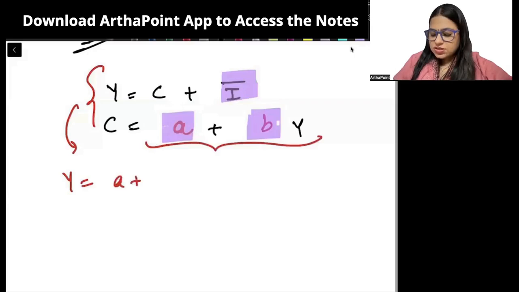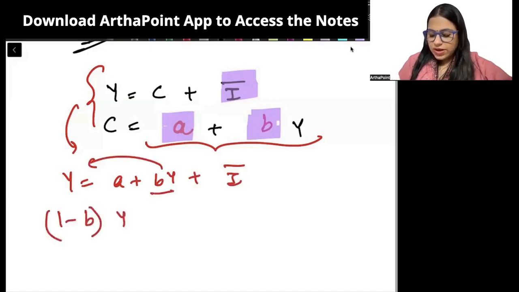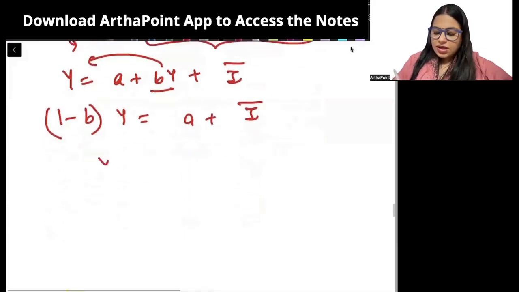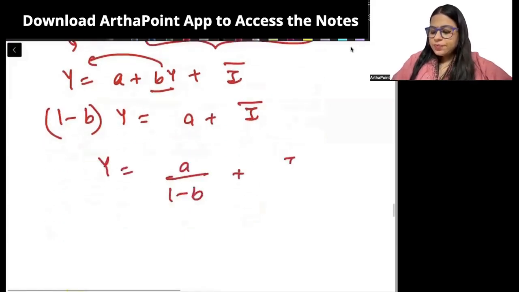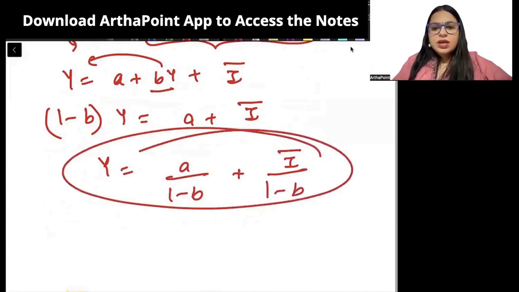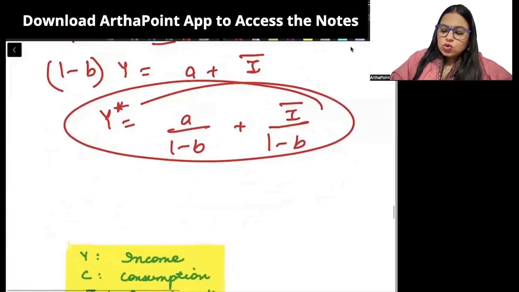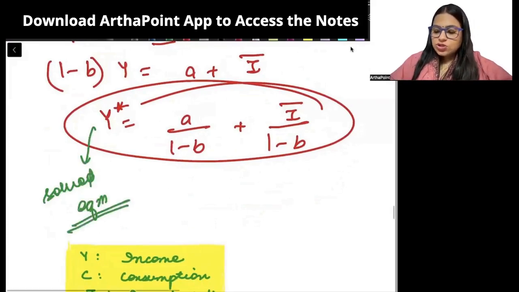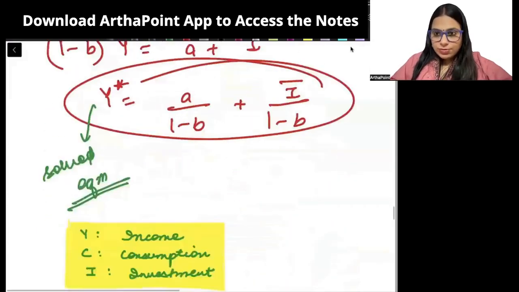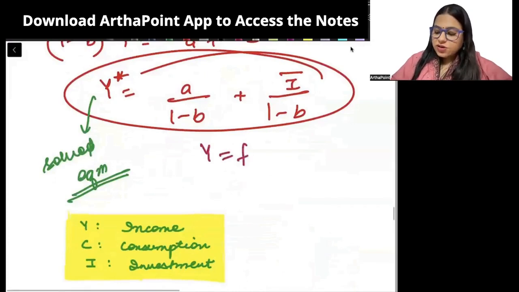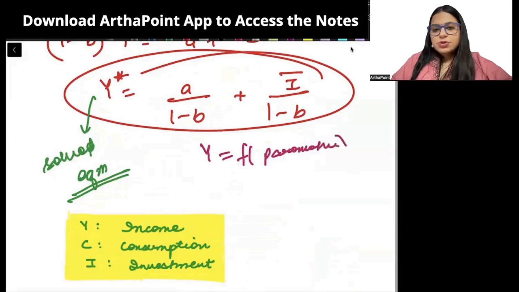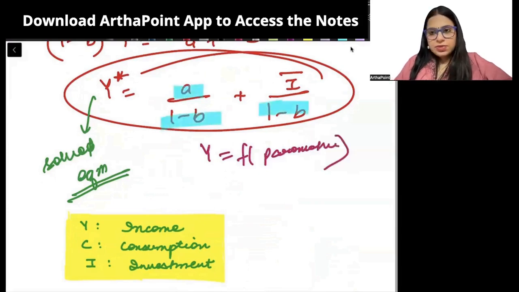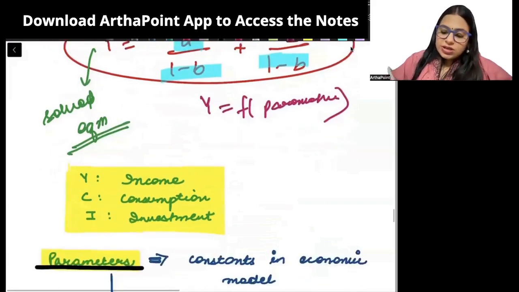Now what you can go ahead and do, you can say y is equal to c plus I bar, and in place of c you can just plug in a plus by plus I bar. तो ये वाला चीज it can go here, 1 minus b y is equal to a plus I bar, and y will be a upon 1 minus b plus I bar upon 1 minus b. तो now what we have done, हमने जो y की वैल्यू को सॉल्व किया है, we have solved the equilibrium level of y. इन दो इक्वेशंस को साइमल्टेनियसली सॉल्व किया, I got the equilibrium level of y and I got y as a function of parameters. देखो राइट हैंड साइड पे जो भी हैं वो सारे पैरामीटर्स हैं. So I have got y as a function of parameters.